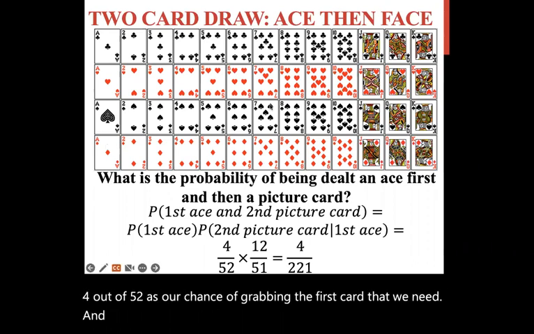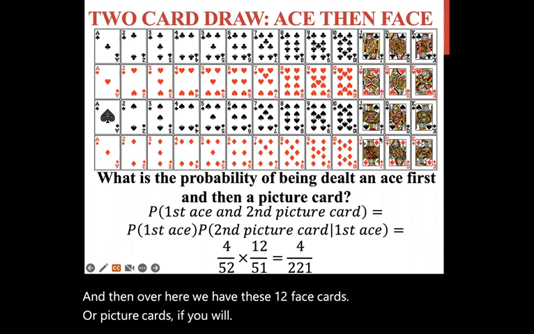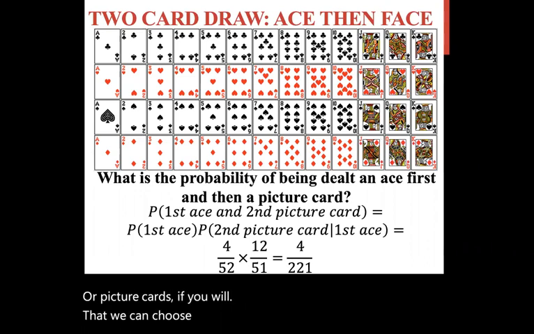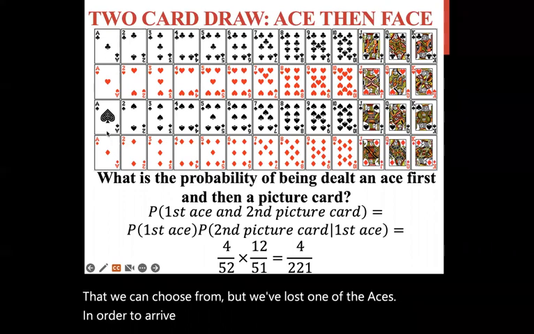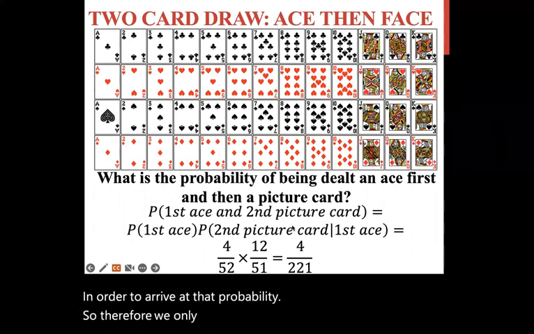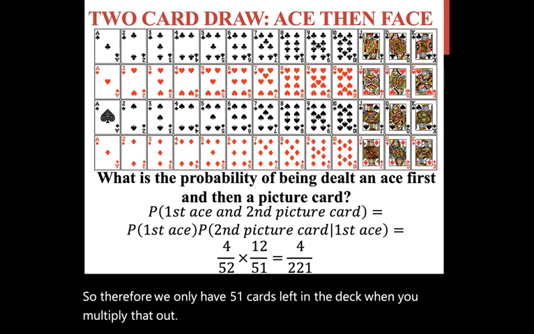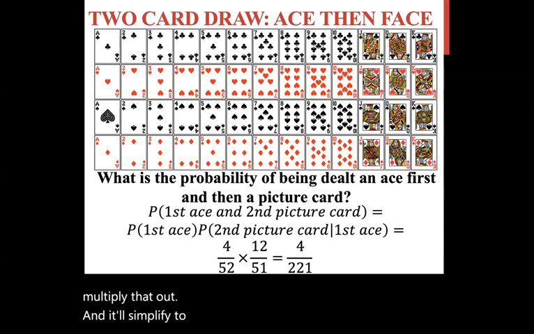And then over here, we have these 12 face cards, or picture cards, if you will, that we can choose from, but we've lost one of the aces in order to arrive at that probability. So therefore, we only have 51 cards left in the deck. When you multiply that out, it'll simplify to 4/221.